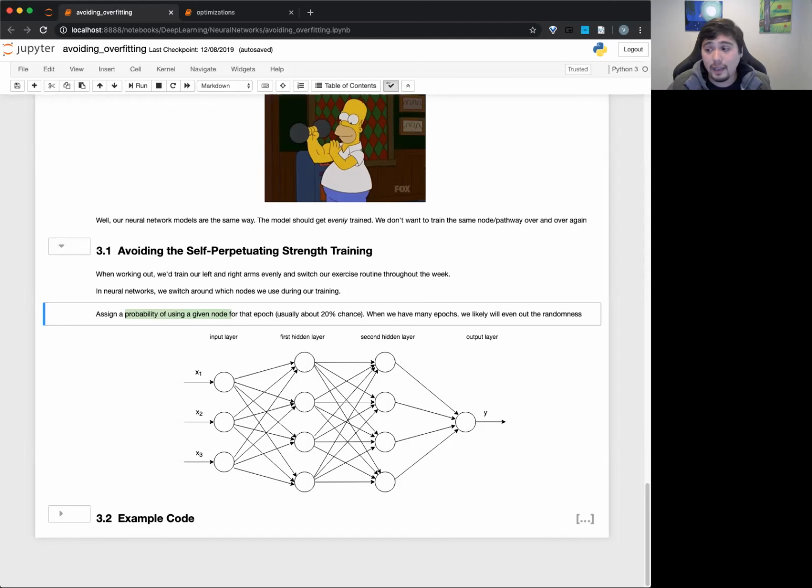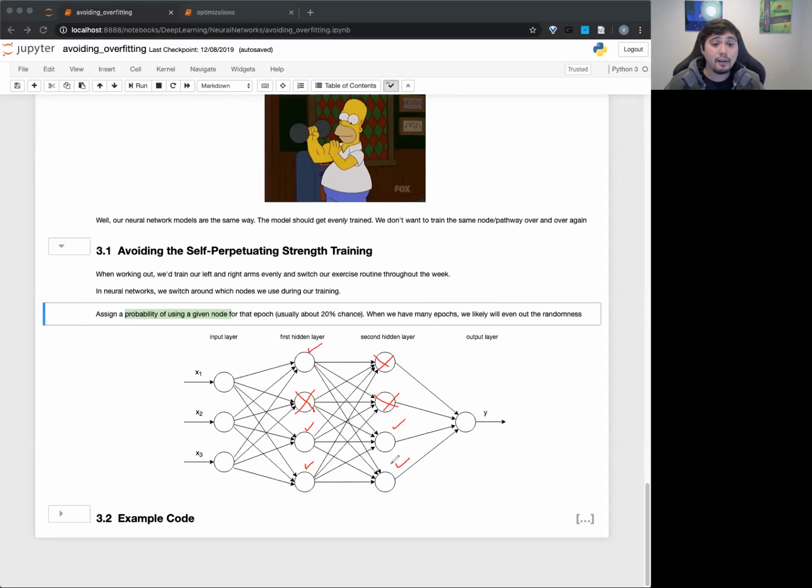Yes or no? If there's a 20% chance in this case, we say, okay, you're going to go ahead and be used. So let's say we roll our die and it's like, yep, we're going to use you. Then we roll again and, oh, we're not going to use you this round. And then we go through each node: are you going to be used? Yes, you're going to be used. No, you're not going to be used here.